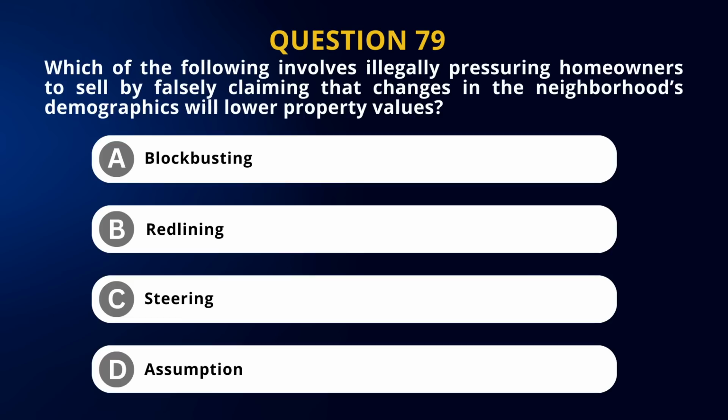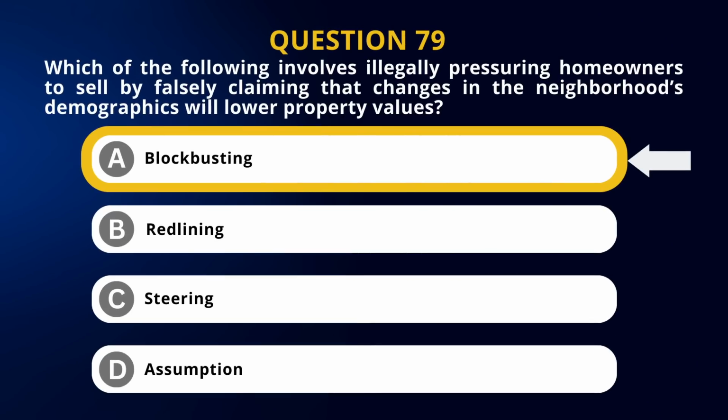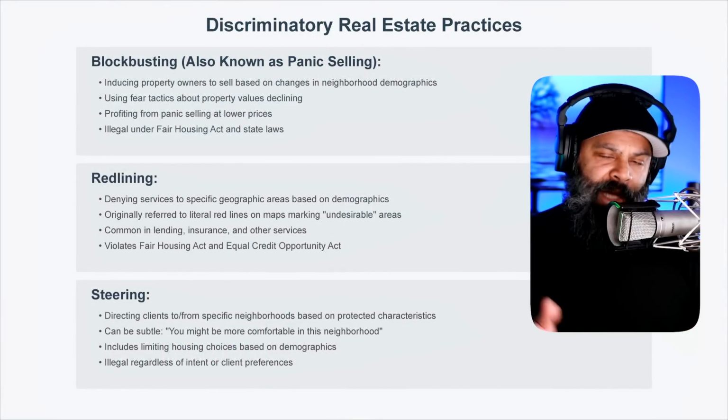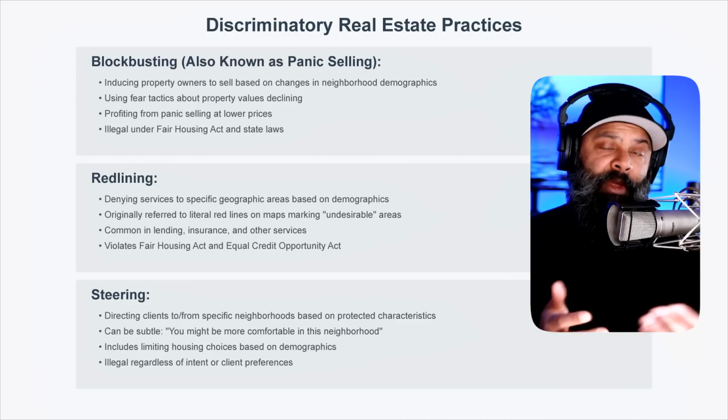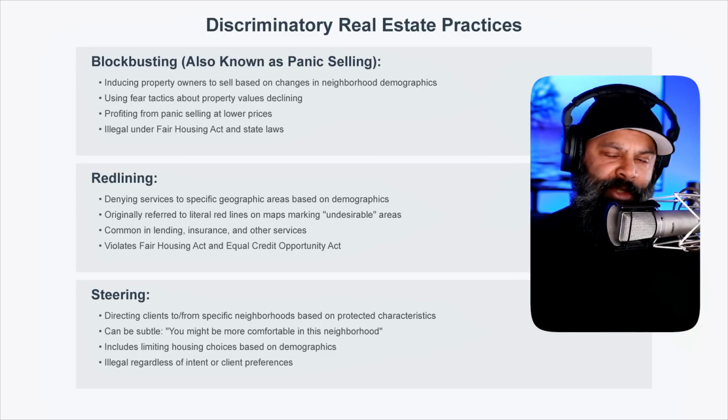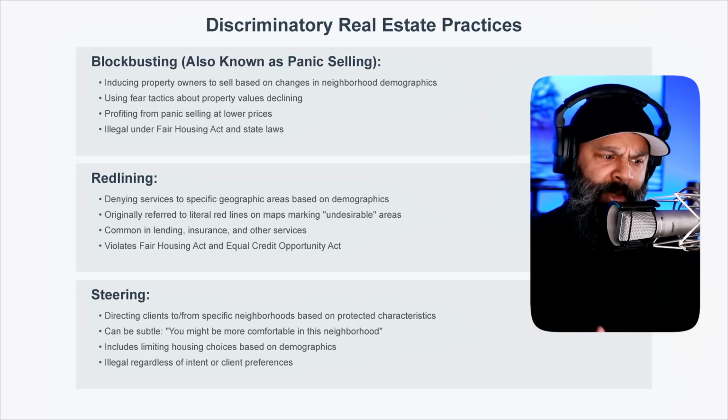Letter D, assumption. And the answer is letter A, blockbusting. So these are all going to be on examinations. The first three are legitimate prohibited practices: blockbusting, redlining, and steering. You want to definitely know the definitions of all three of these. Assumption is a thing, but it has nothing to do with discrimination. In terms of our business, it's an assumable mortgage or something like that. But again, it's the clear wrong answer, so we can skip that one.